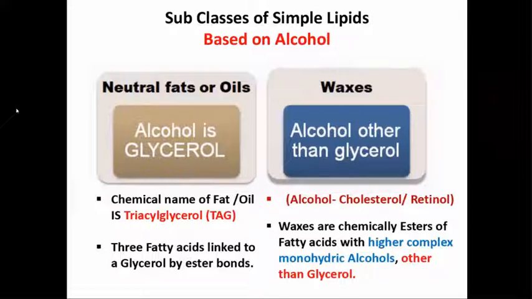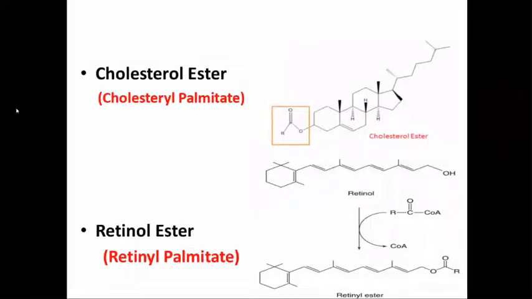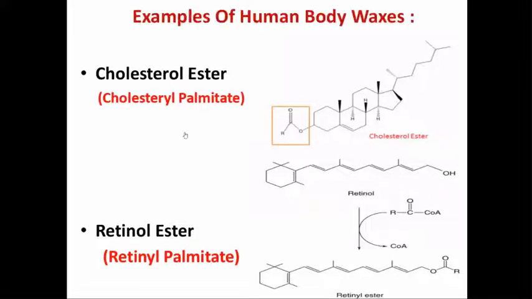But what makes fats and oils differ? Fats are rich in saturated fatty acids and their source is animal, whereas we can get oils from plant sources, and oils are rich in unsaturated fatty acids. This is the best example of waxes, mainly cholesterol ester. Cholesterol ester is an example of simple lipids which belongs to waxes. The alcohol is cholesterol and the fatty acid binds at carbon number 3. And the other example of wax is retinol esters.